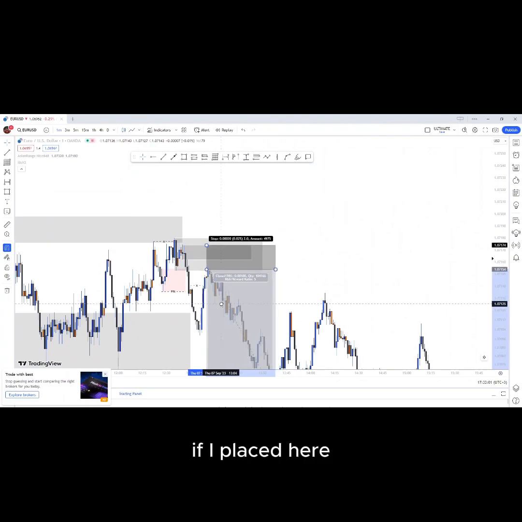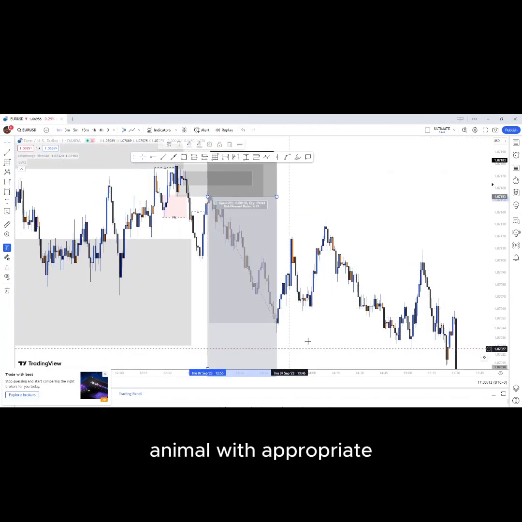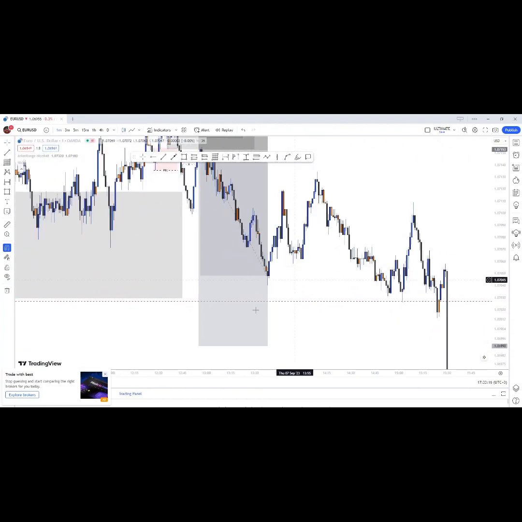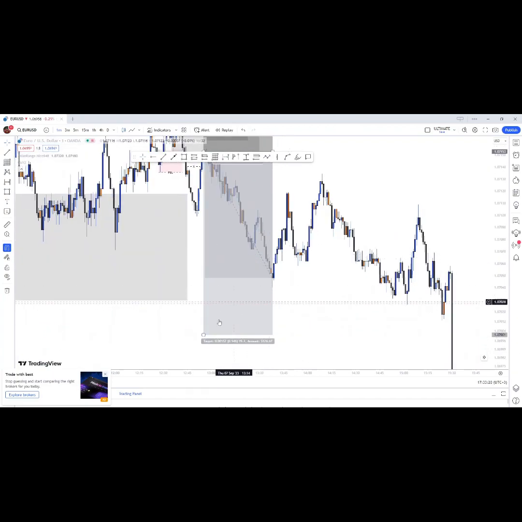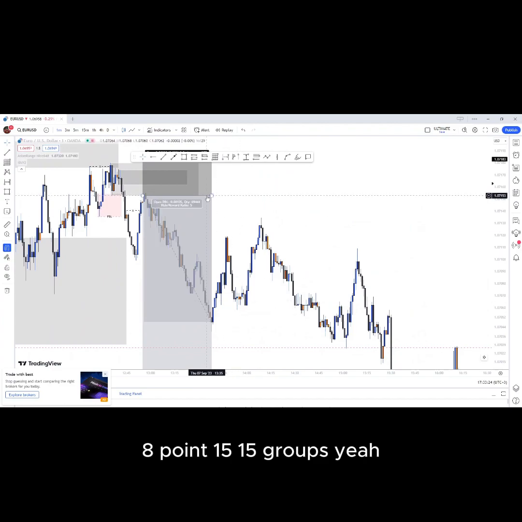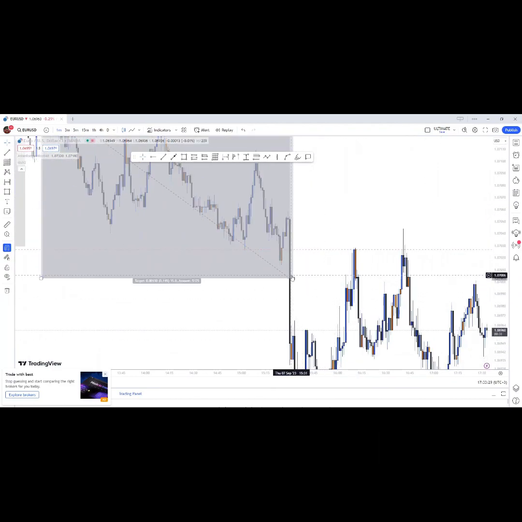If I placed here, I would have done a 5 hour trade, so 3 pips stop loss and a 5 hour trade. Let me move it appropriately. Let me reduce, 15 pips. Yeah. So that's what happened, and it hit TP in a few minutes.